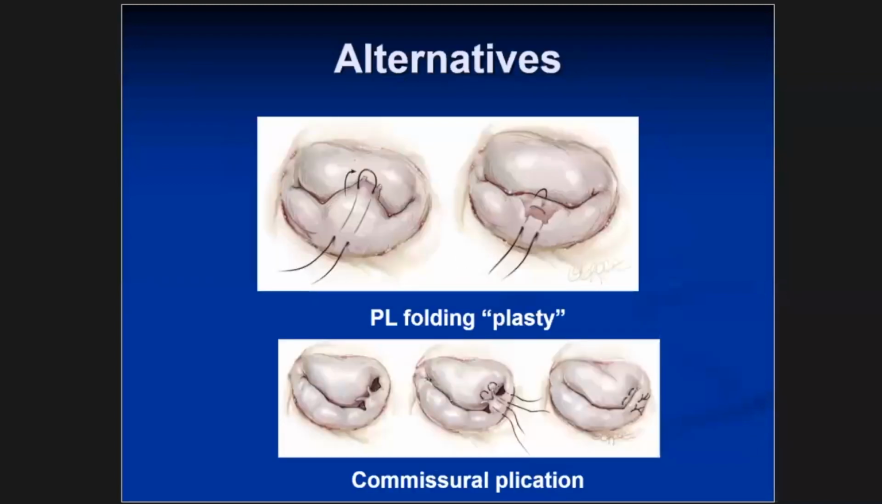Of course, one can do other things to the posterior leaflet. You can fold it on itself to decrease the height. That's called a folding plasty. And in the commissures, you can place neochords.